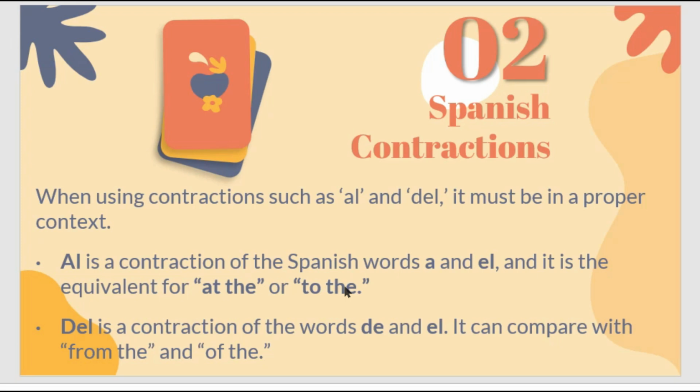Spanish contractions. When using contractions such as al and del, it must be in a proper context. Al is a contraction of the Spanish word a and el, and it is the equivalent for at the or to the. Del is a contraction of the two words de and el. It can be compared with from the and to the. Let's see an example.